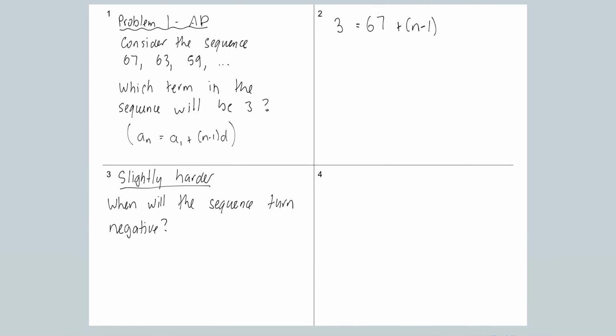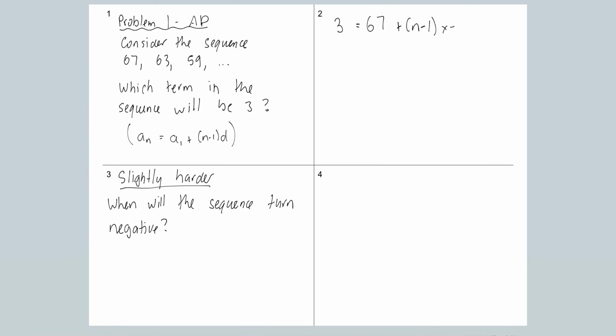And then we write down the common difference. Now, if you look at the sequence that we're given, we can see it goes from 67 down to 63, down to 59, and so on. So there's a difference of 4 here, and then a difference of 4 here. So the common difference is 4. But because the sequence is going down, what we're adding is negative 4, right? So we always consider it from an addition perspective. We're adding negative 4.